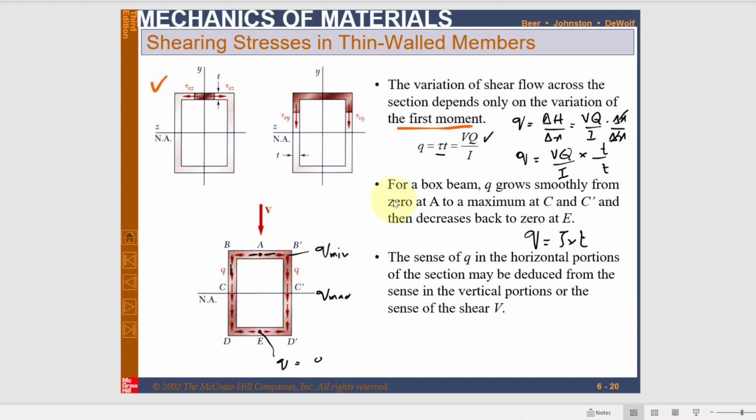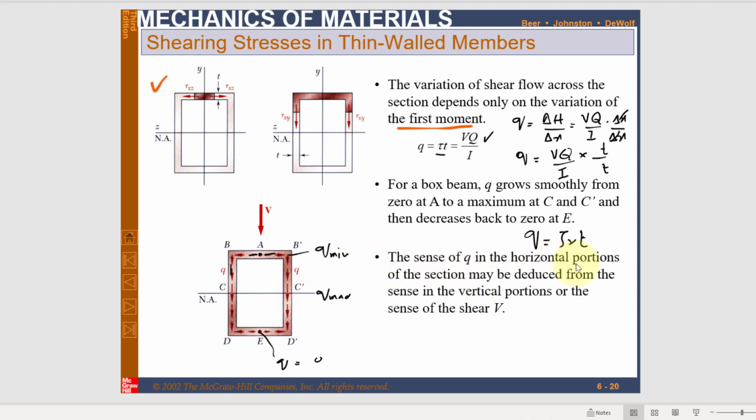Clear? So for a box beam, Q grows smoothly from 0 at A to maximum at C and C dash, and then back to 0 at E. So from A to B or from A to C, C dash, it is increasing to a maximum, and then from C to E or C dash to E, it is again coming back, decreasing, and at point E it becomes 0.